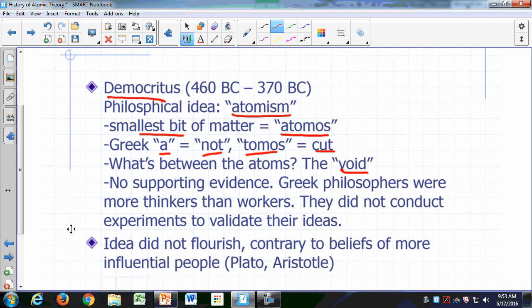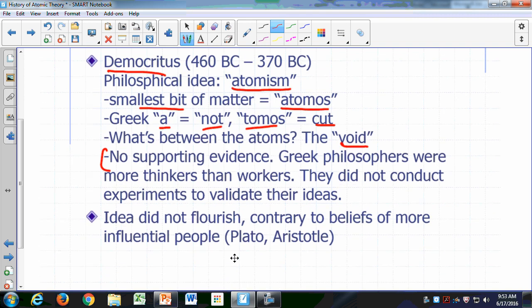Unfortunately, Democritus provided no supporting evidence for this idea. The philosophers are famous for being thinkers and not workers, so they did not do any experiments to validate their ideas. So this idea of atomism did not really flourish, particularly because it's contrary to the beliefs of more influential philosophers of the time, Plato and Aristotle.